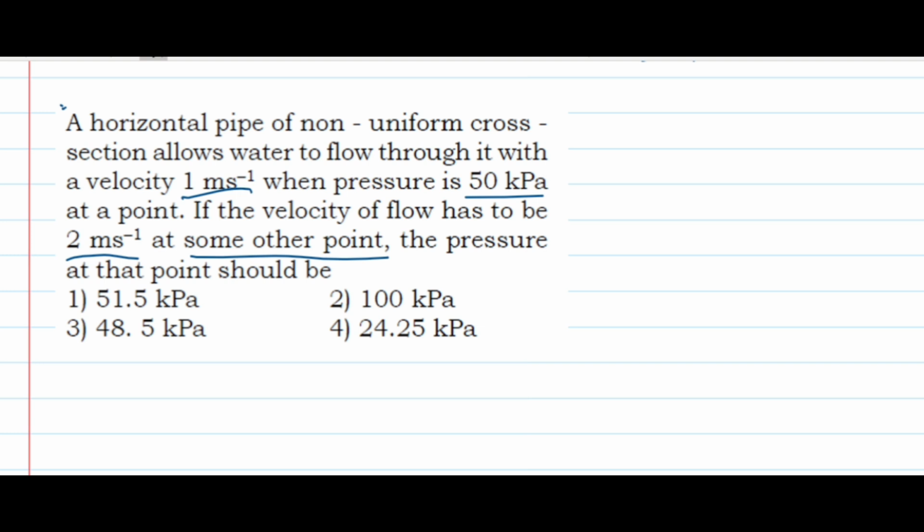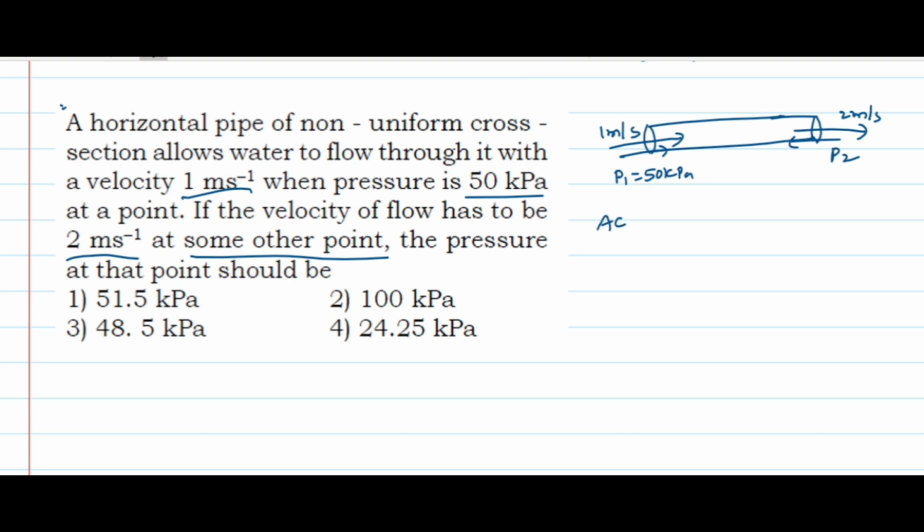Here it's given as a horizontal uniform cross sectional pipe. The fluid is entering with 1 meter per second velocity. At this point the pressure value is given as P1 equal to 50 kilopascal, and the velocity with which it is leaving is 2 meter per second. Here we can calculate the pressure value P2.